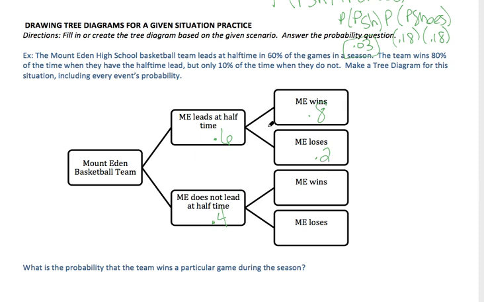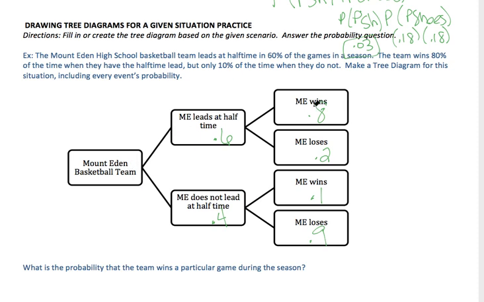They only win 10% of the time when they do not have the lead. So when they do not have the lead, they win 10% of the time, so the loss branch is 0.9. What I want you to do now is multiply all of these branches to come up with the probabilities for each of the scenarios. That's the other benefit of drawing a tree diagram.